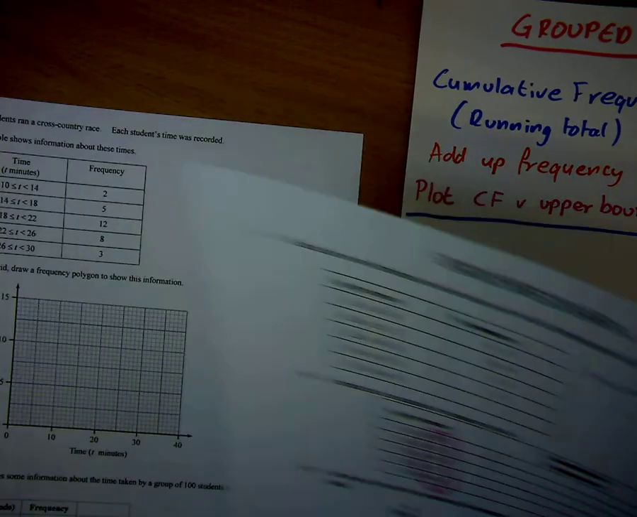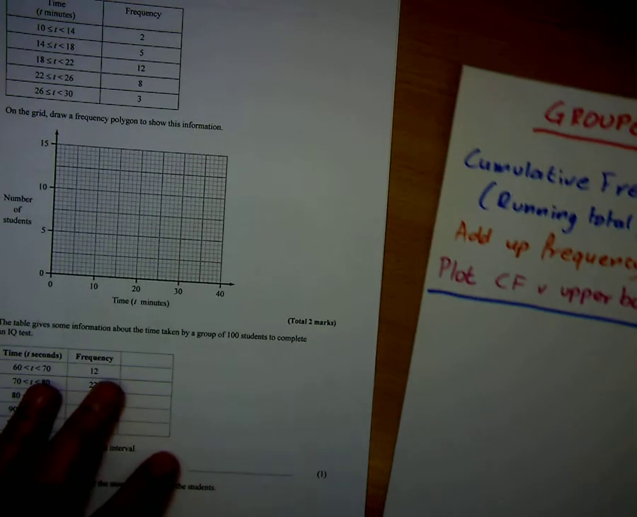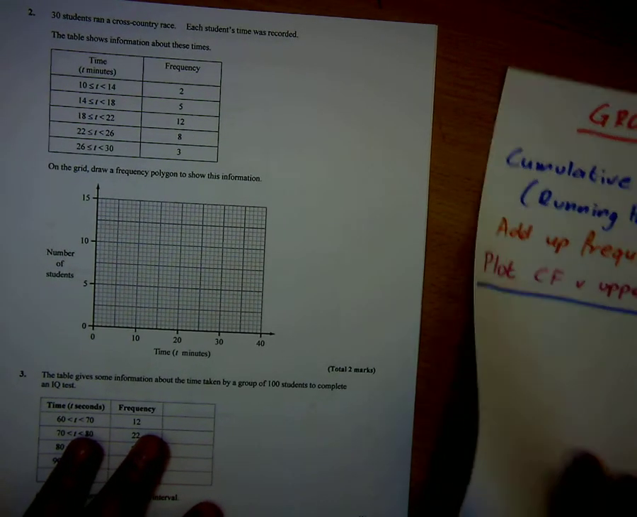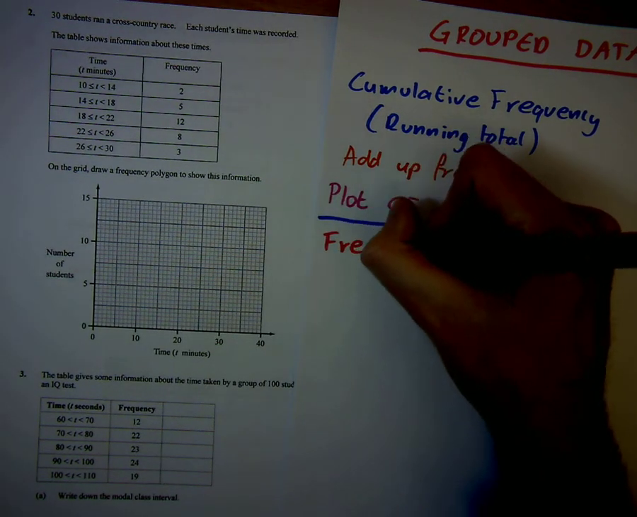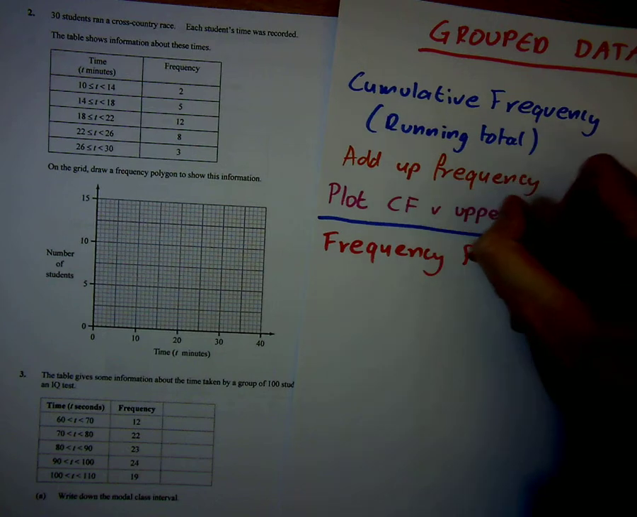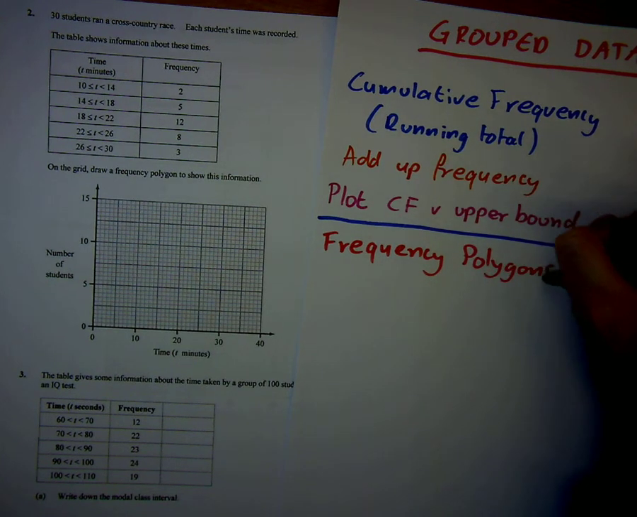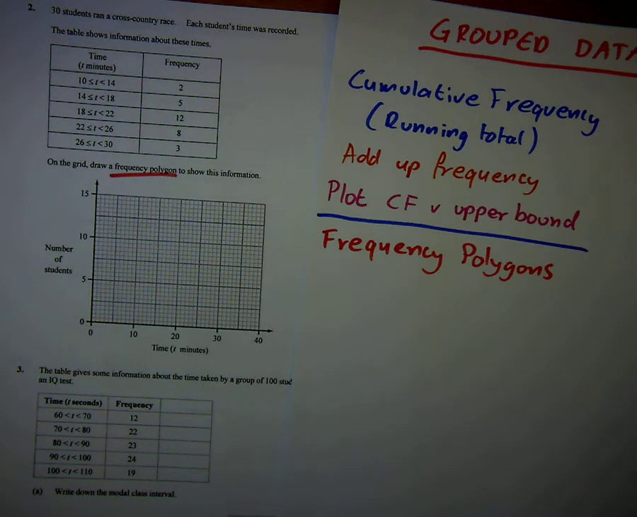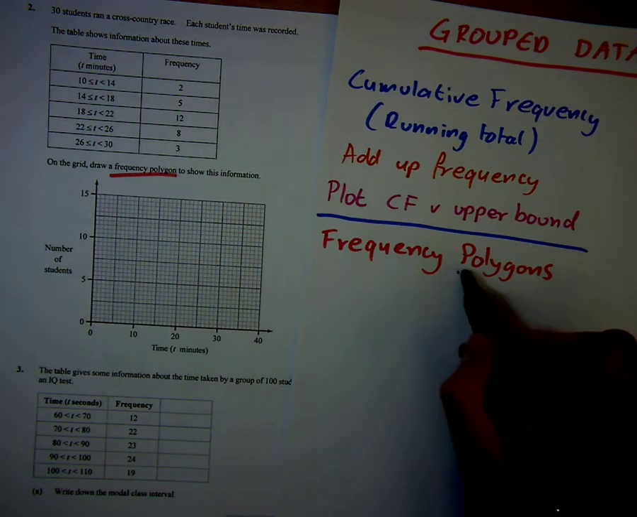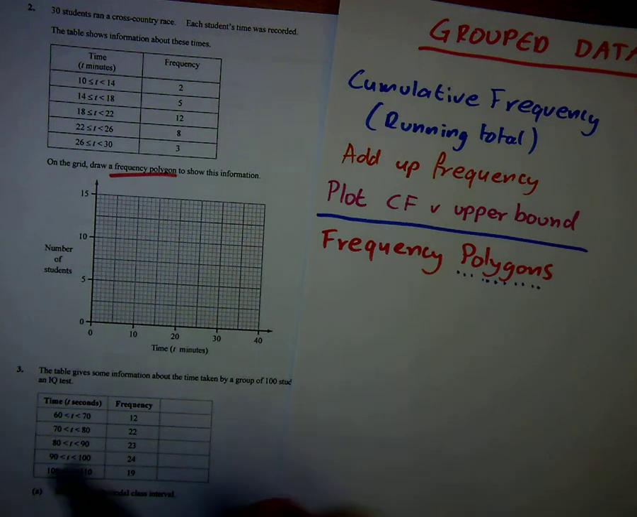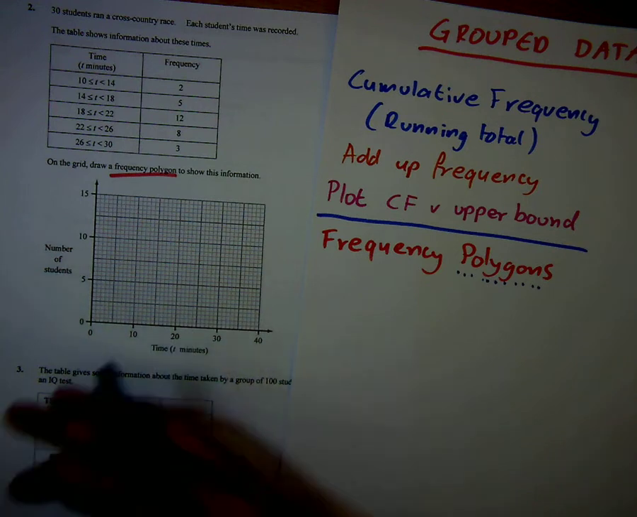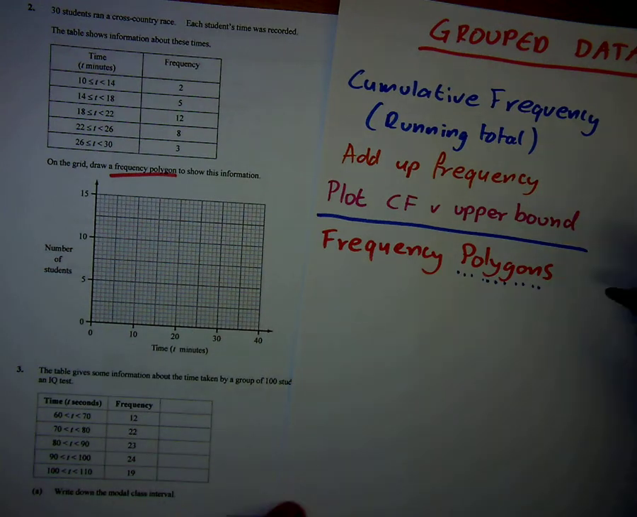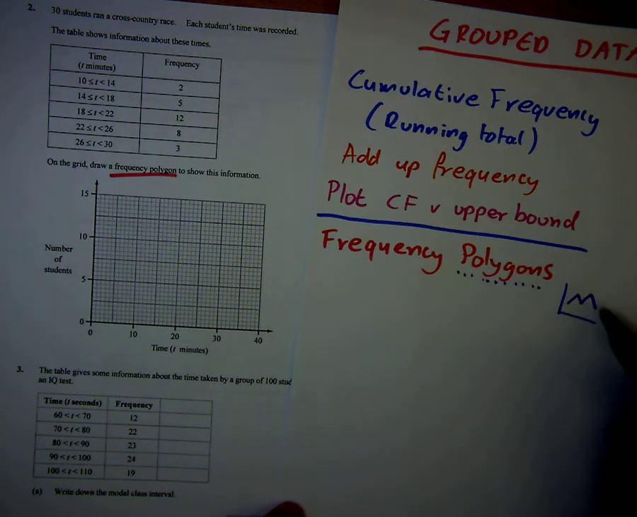Next thing to look at, here we've got frequency polygons. The main thing, look at this word here, polygon. A polygon is a shape with straight edges. That's all it is. So you're going to have a graph which has got straight edges. A frequency polygon will always look something like that. It's a graph just with straight edges.